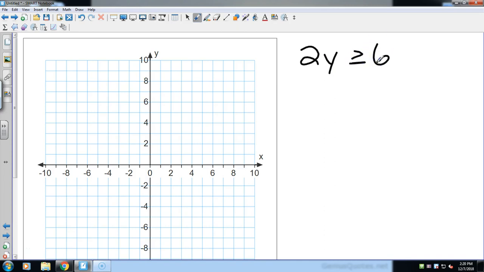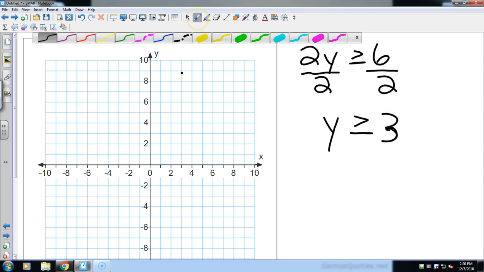Where we've got 2y is greater than or equal to 6. And we're going to go ahead and divide both sides by 2. That tells me that y is greater than or equal to 3. Okay? And because it's greater than or equal to, that's going to be a solid line. So I'm going to go to where y is actually equal to 3.